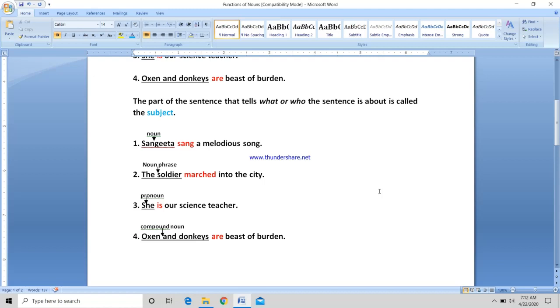And the last one, oxen and donkeys. Both of these together makes a compound noun. What is a compound noun? Whenever nouns are joined with a conjunction. Remember, what are conjunctions? Conjunctions are like and, but, because, which add or end a list. So those are the conjunctions. Over here you can see oxen and donkeys. Both together are joined by and. So and is a conjunction, and it is also known as the compound noun.